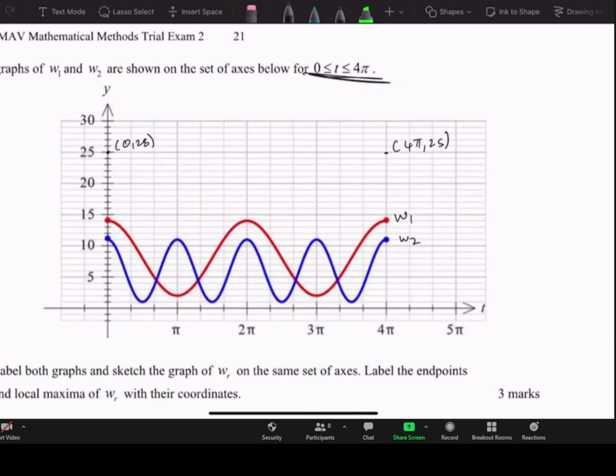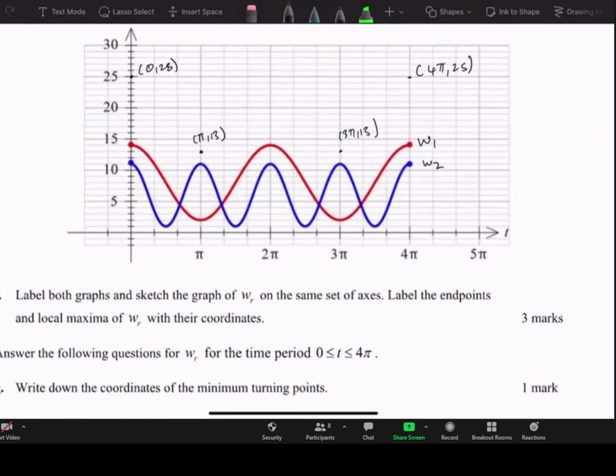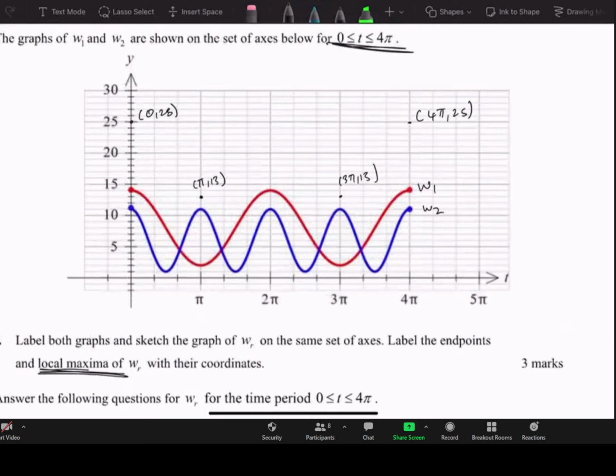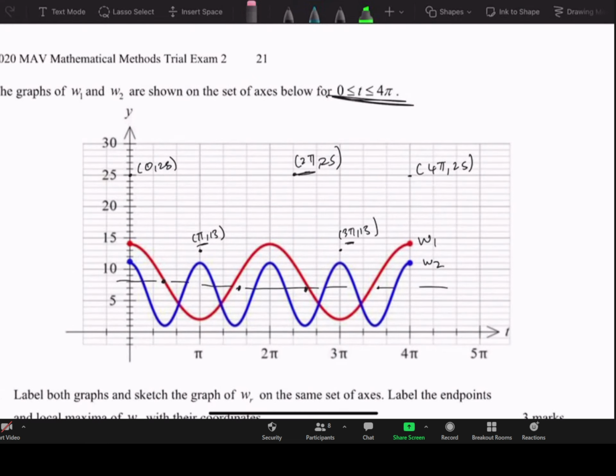And also there's a turning point at pi, 13. It's a local maximum. And same thing at 3 pi, 13. And there's also minimums, but the minimums don't have nice coordinates, and the question doesn't ask for the local minimums. It only asks for the local maximum. But the values are like here-ish. So this one's down here, here. Oh, sorry, I forgot a maximum here. It's 2 pi, 25. Here and approximately here. Just look at the curves, and just fill in the graph. Looks like this.